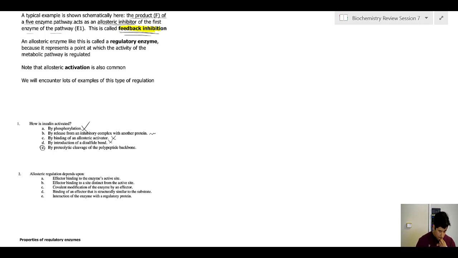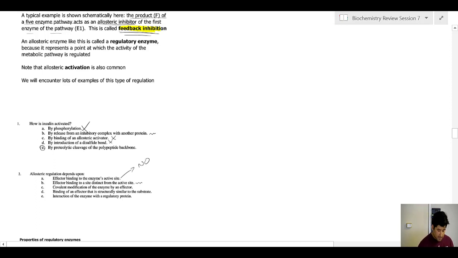Number 2, allosteric regulation depends on what? The effector binding to the enzyme's active site? Yes or no? Do allosteric effectors bind to the active site? No, they do not. Good job. What about, do the effectors bind to a site distinct from the active site? That sounds kind of right, so I'm going to put a squiggly line next to it.